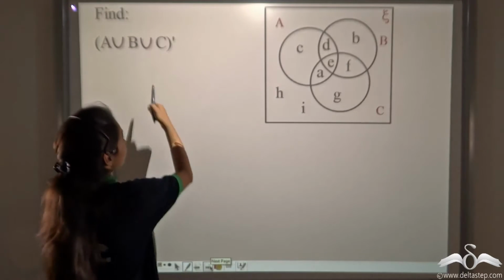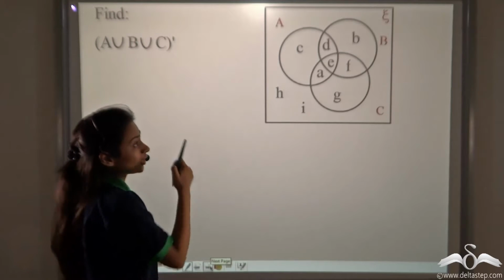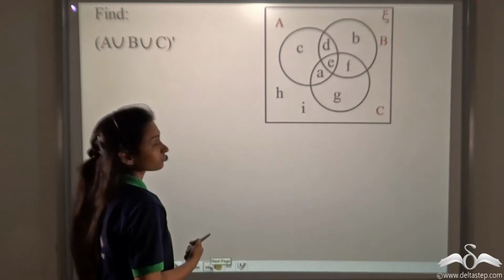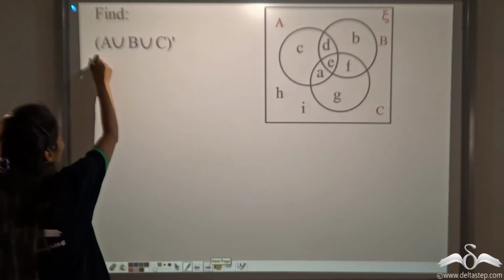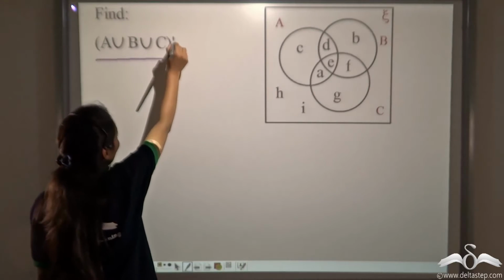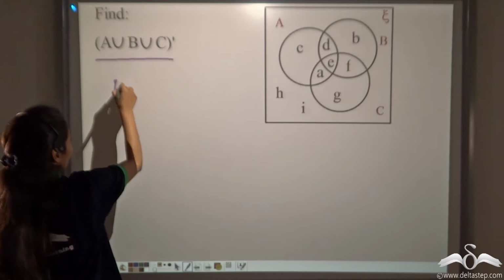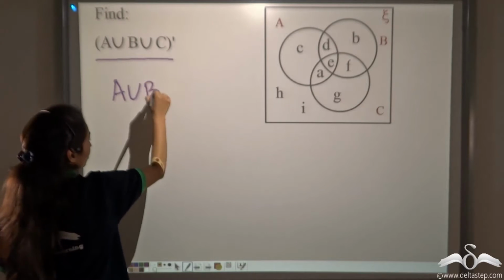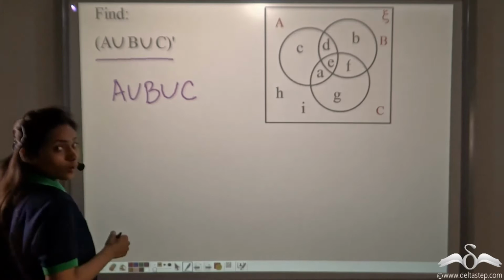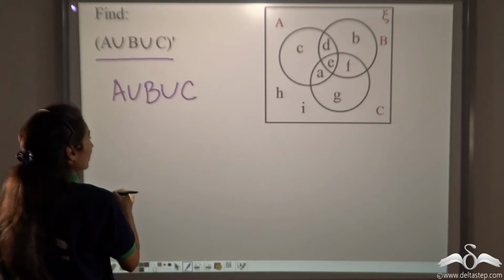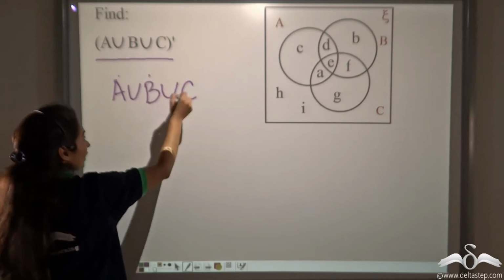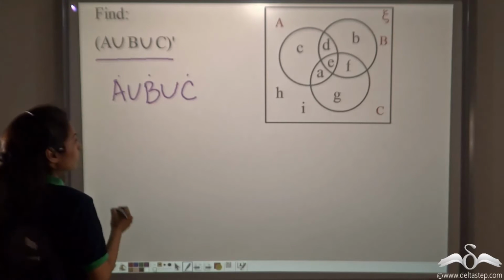Now find out this. Now let me see, can you do this same thing? A union B union C, whole complement. First of all, let's find out A union B union C. What will we do? We'll list the set of elements of A, then B and then C together. Let's write this.